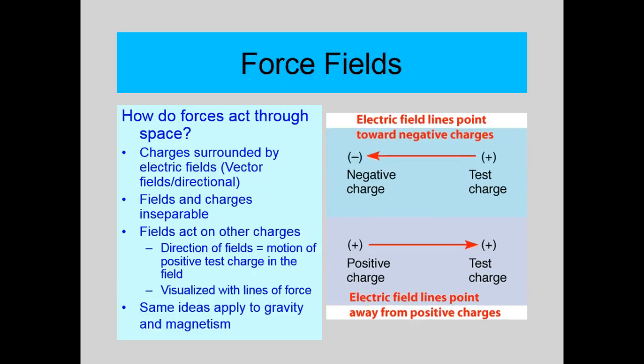So here's what the rules are for force fields. If you had a negative charge here, where we had a positive before, and you put a little test charge there, the test charge heads toward the negative charge, so the field lines point toward a negative charge. But if you had a positive charge here and put a little test charge there, it's pointing away from it. So the field lines always point toward a negative charge, away from a positive charge. The electric field lines point away from positive charges toward the negative charges. We'll go over these same things with magnetism. With gravity, they always point toward the mass. Always.